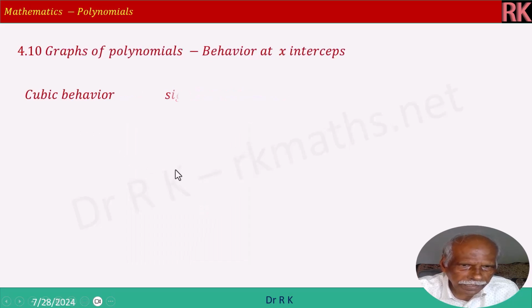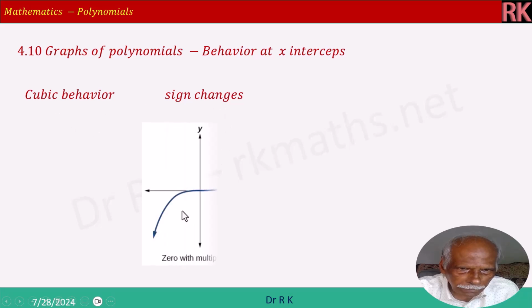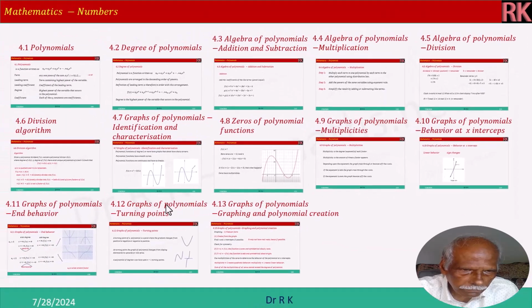Now cubic behavior. Here the sign changes. The multiplicity is odd here. The multiplicity is 3 there. Therefore it is not 1, it is 3. Therefore the sign changes here. It is not quadratic because the multiplicity is not 2, and because it is odd, the sign changes here. Now we will see graphs of polynomials, end behavior.